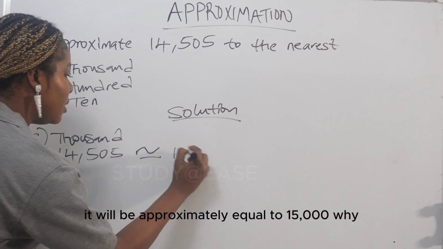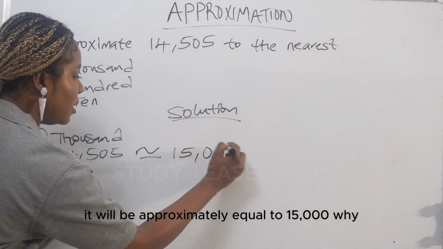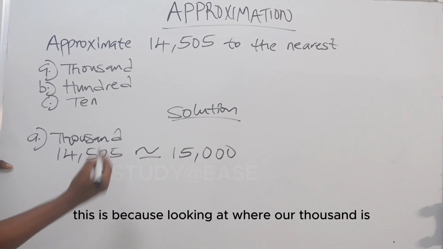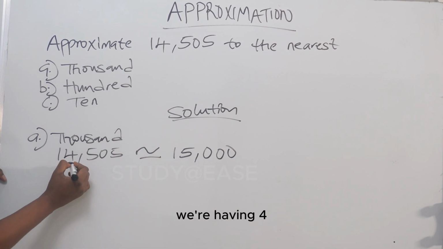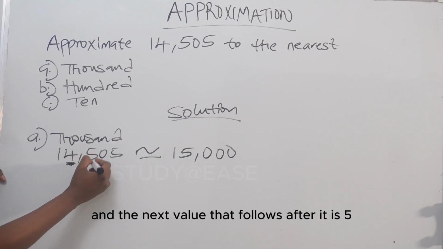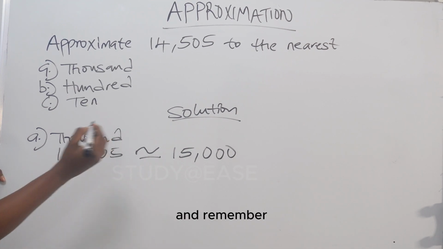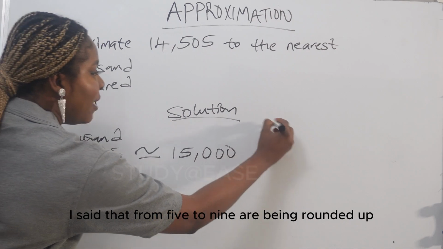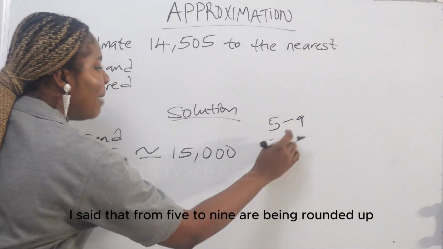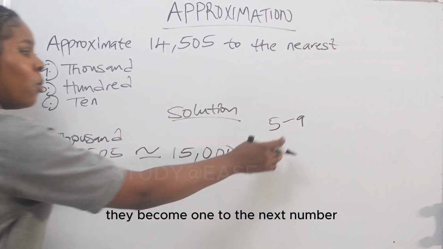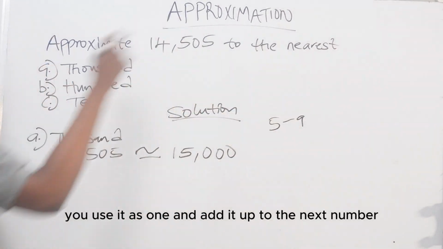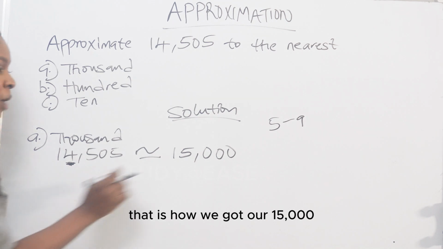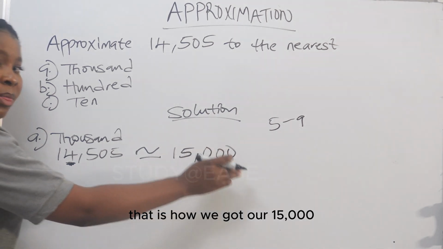It will be approximately equal to 15,000. Why? This is because looking at where our 1,000 is, we are having 4. And the next value that follows after it is 5. And remember I said that from 5 to 9 are being rounded up. They become 1 to the next number. You use it as 1 and add it up to the next number. That is how we got our 15,000.